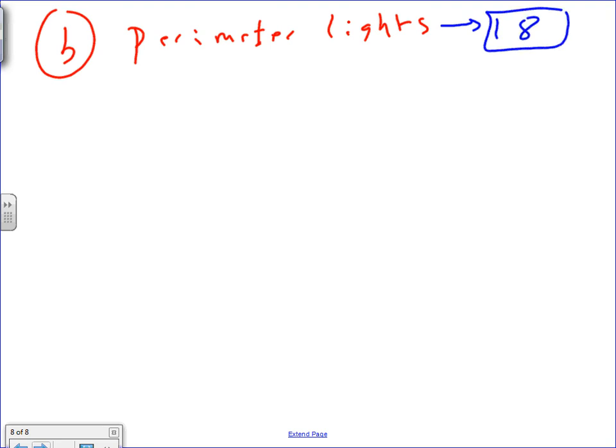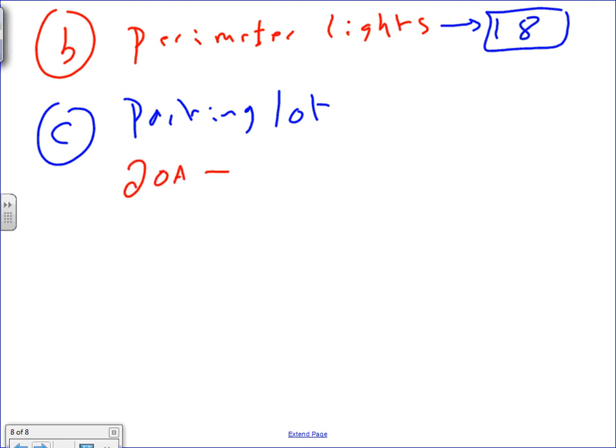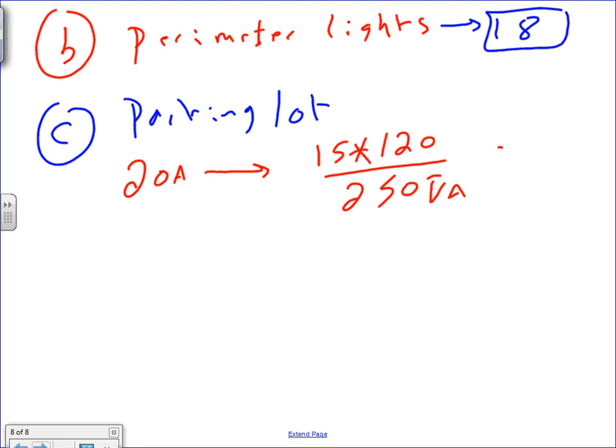Parking lot, BC, parking lot. Parking lot on average, typical, in a 20 amp circuit, guys, here's the rule for it. You take the 15 amp, remember, multiplied by 120, divide this one by typically 250 volt amp, typical 250. They use 250 lighting fixtures, typical, again, typical. If you're more than that, please adjust it. So what would that give you, please?